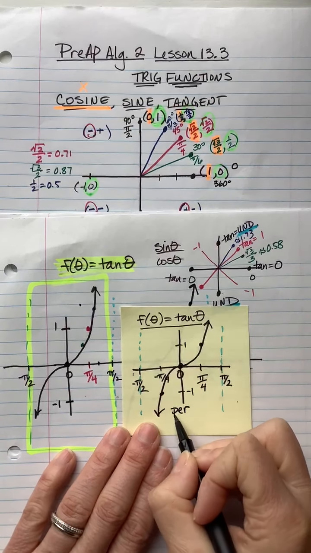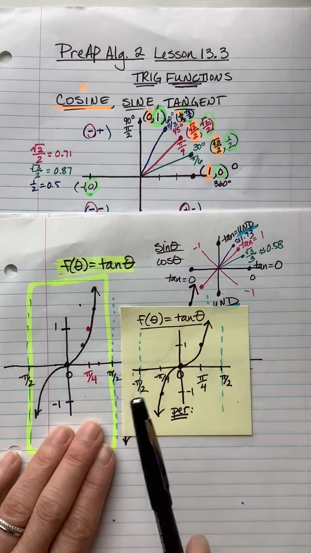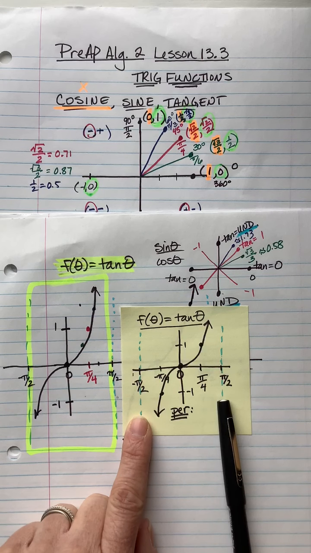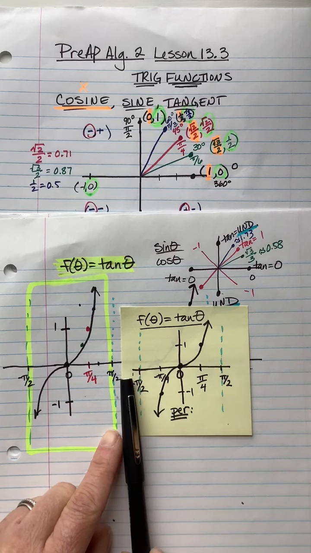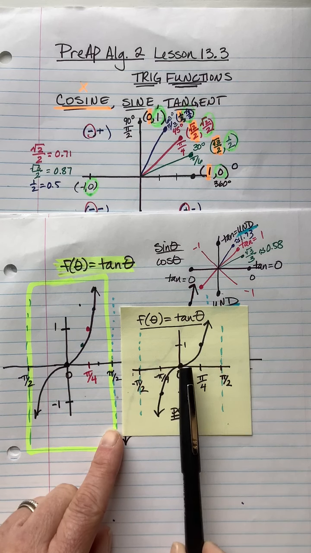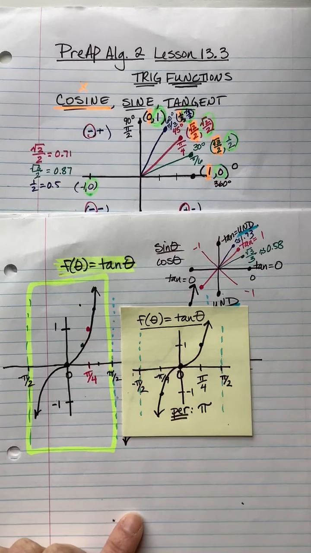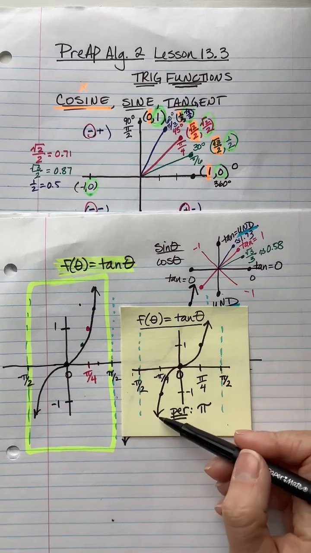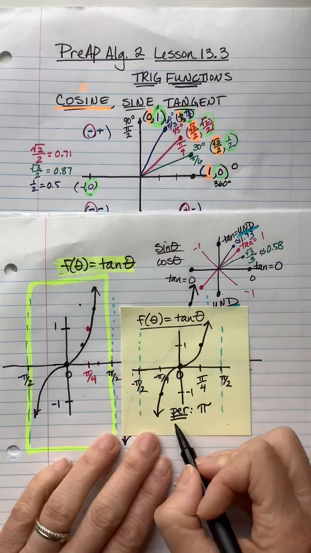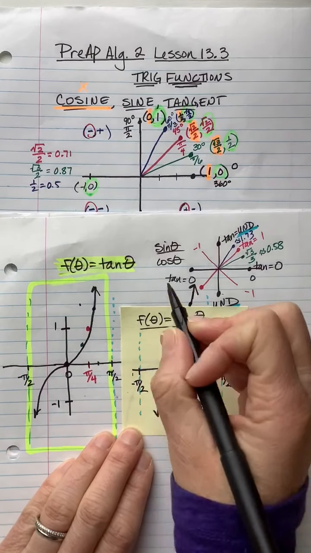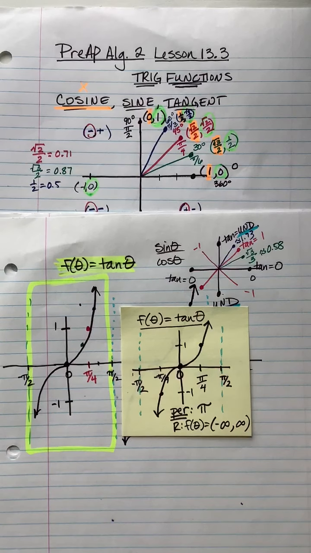So on this one, for my parent function for tangent, one period of tangent unfolds in a distance of pi. If I'm going from negative pi over 2, that's half a pi, and there's another half of pi. So the period is just going to be pi for the parent function. Amplitude, what is the height of this wave? Well, there is no wave. The height is infinite, so we are not going to have an amplitude. And as you can see, our range is going to travel from negative infinity all the way up to positive infinity, not inclusive.